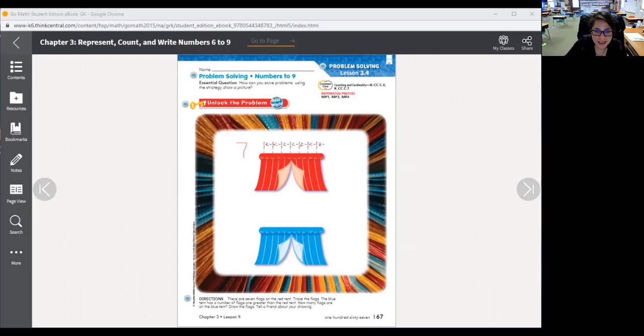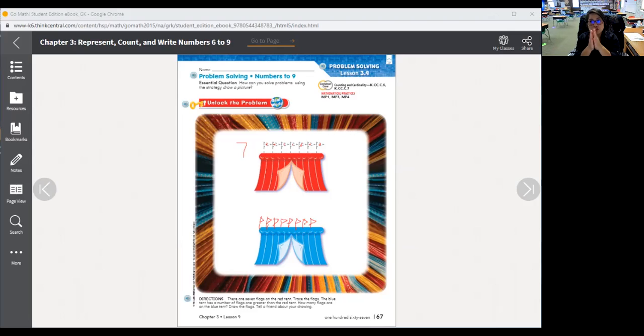We're going to draw 8. 1, 2, 3, 4, 5, 6, 7, 8. So we use the strategy to draw 8, right? Because we're drawing pictures to try to solve the problem, right? Okay, so now 1 greater is 8, is what Emilio said.